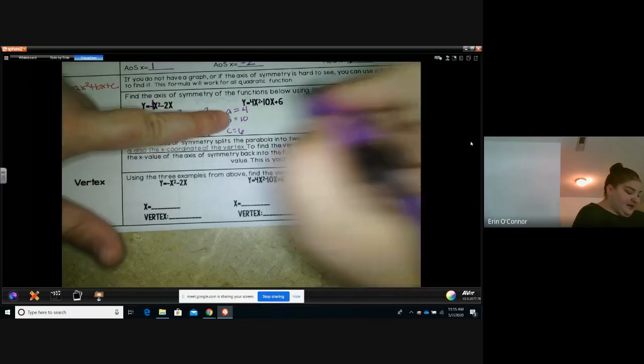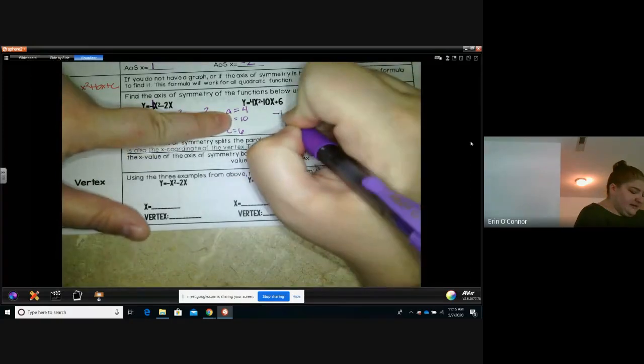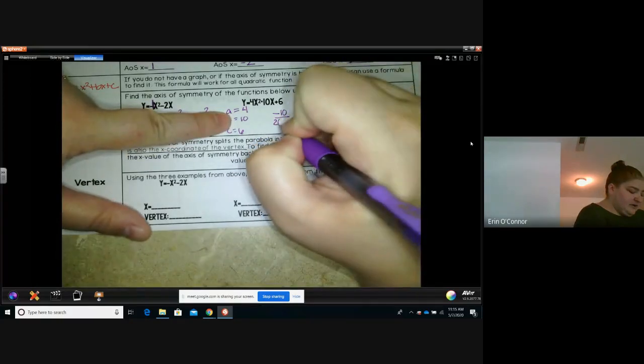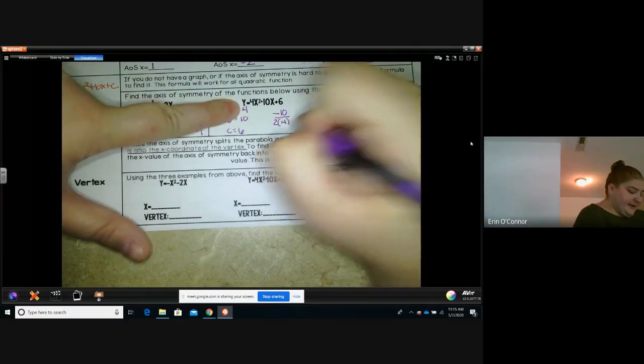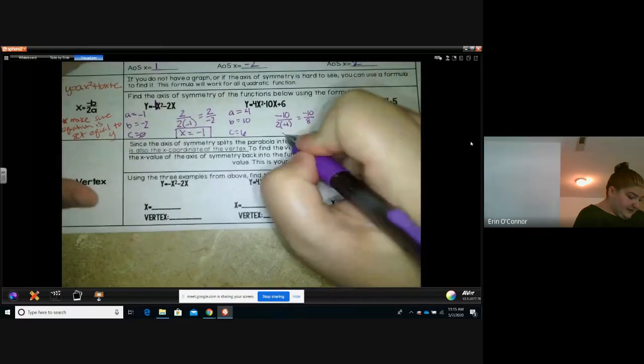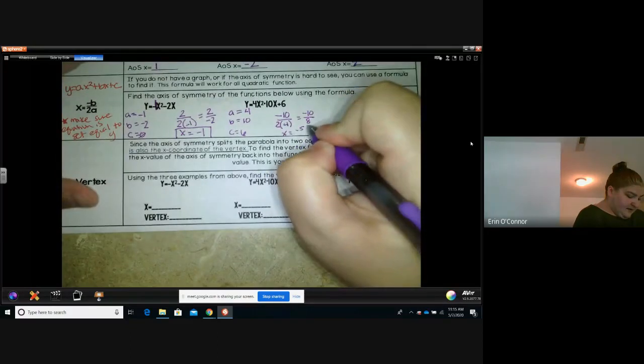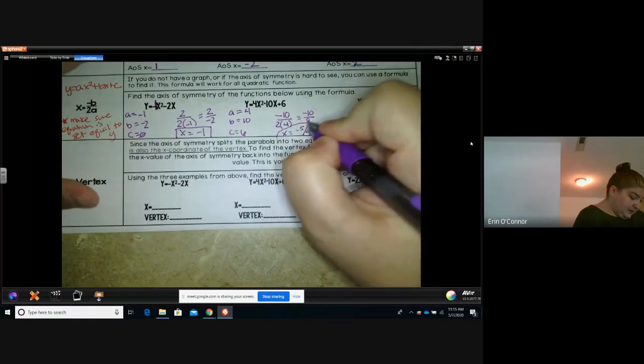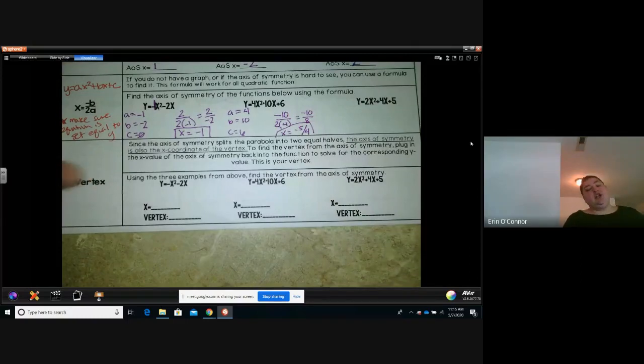So -b, this is a positive, so it becomes negative, -10 over 2 times a. This becomes -10 over 8. And if we reduce that, we get -5 over 4. So negative 5/4. You can also use negative 1.25. I'm okay with either one.